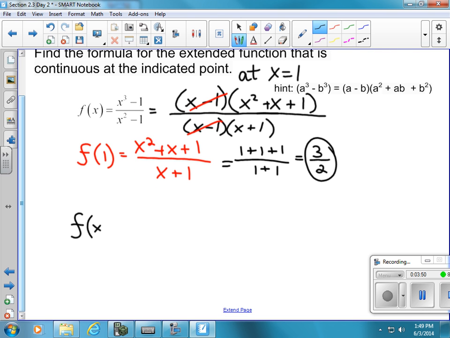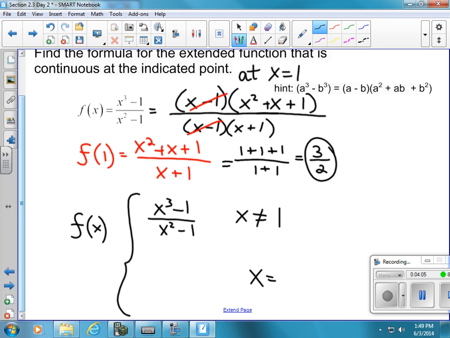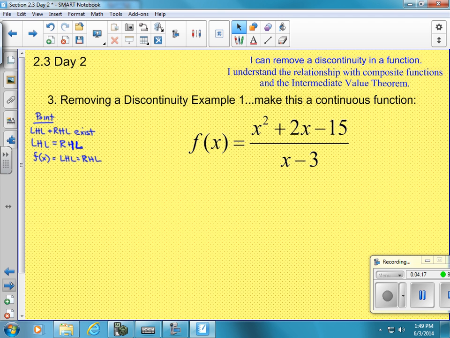So let's look at how we write our brand new function. Okay, we have x cubed minus 1 over x squared minus 1. And that's good everywhere except x equal to 1. And our value of our function at x equals 1 is going to be 3/2. Okay, so that's how we write the new continuous function. It's not completely continuous, but at x equals 1, it is continuous.